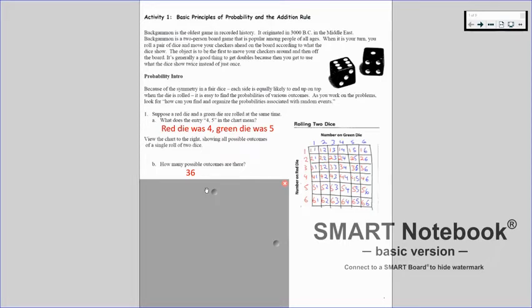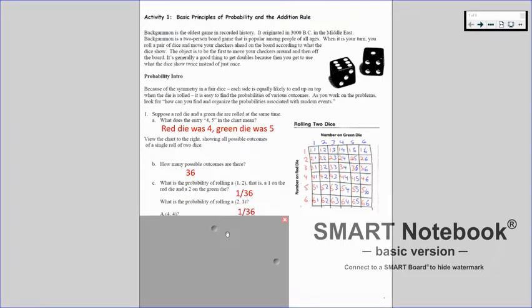Probability of rolling a 1, comma 2, that's a 1 on the red die and a 2 on the green die, is going to be 1 out of 36. Happens one time. 1, comma 2 is this one spot right here. So here we're saying that the order does matter because they're different colors. So the 1, 2 is different than 2, 1, which is the next question, which is 1 out of 36. And a 4, 4 is also 1 out of 36.